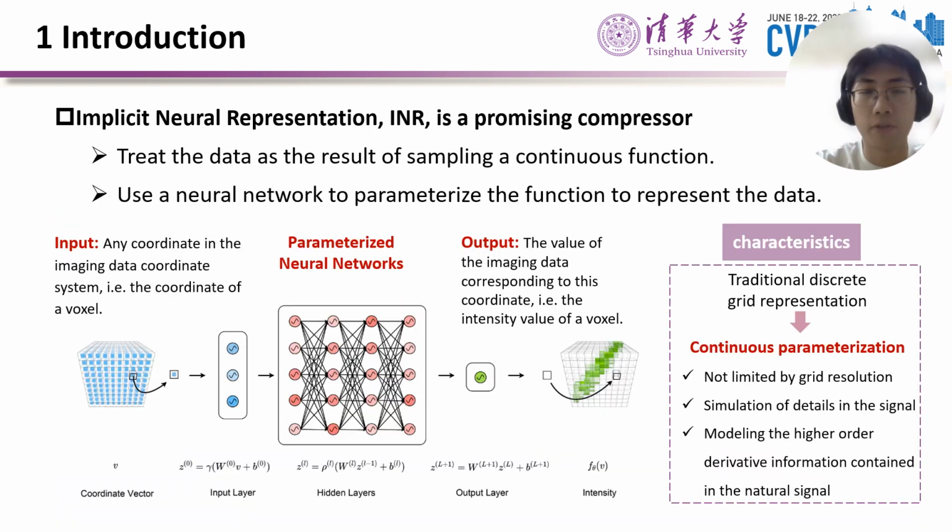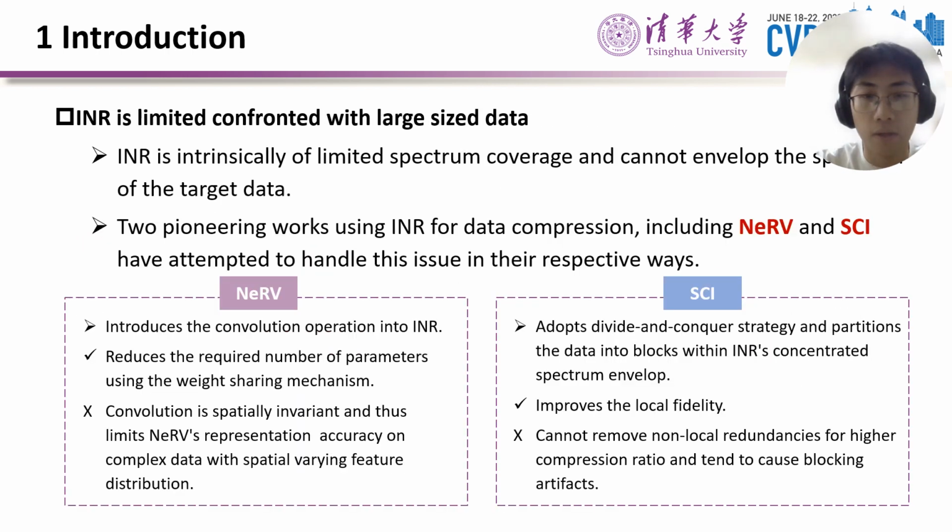Implicit neural representation (INR) can describe the target scenes with high fidelity using a small number of parameters, and is emerging as a promising data compression technique. However, INR is limited when confronted with large-size data. INR is intrinsically of limited spectrum coverage and cannot envelop the spectrum of the target data.